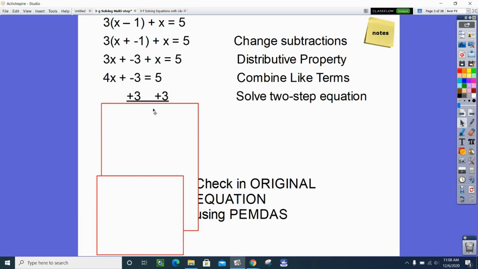Write down our equals, and 5 plus 8. 5 plus 3 is 8. Got ahead of myself there.